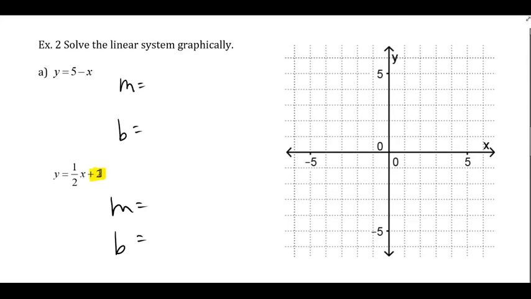Oh, the bell's about to ring. So this one should be, just hold on, we'll finish this, but just watch for a second, okay? Should be 1/2 and 2. So what about this one? Well, somebody wrote this one backwards. Isn't that the way it should be written? +5 and -x, like that, which means b would be 5. And what is m? It's -1.